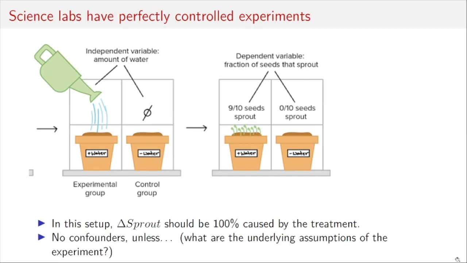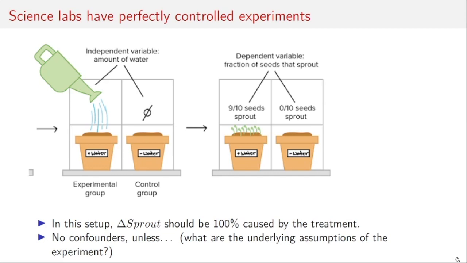And so, in this situation, the difference between the number of seeds that sprouted in the water treatment and the number of seeds that sprouted in the no water treatment is 100% caused by that treatment. So delta sprout, we can call it, is 100% a causal impact of the treatment. This is, of course, unless there are any confounders.